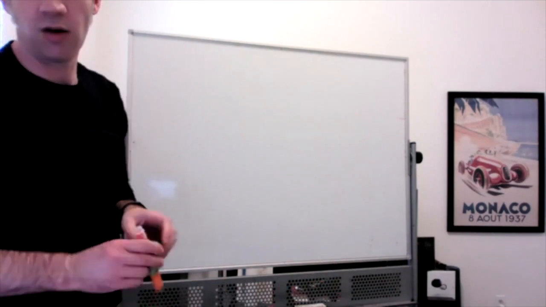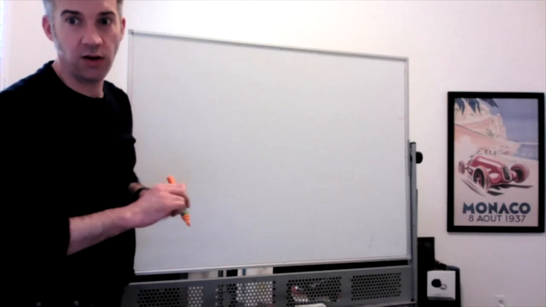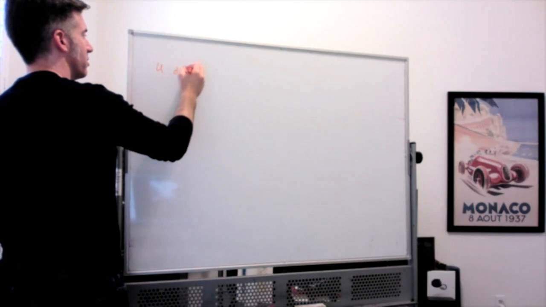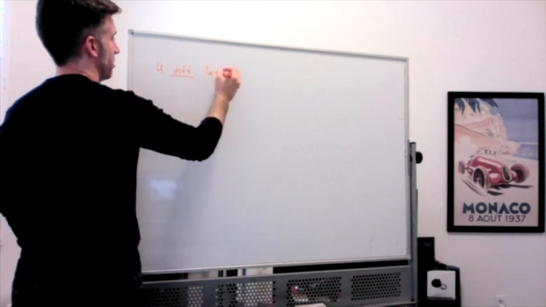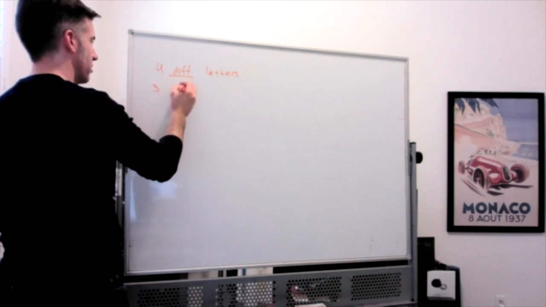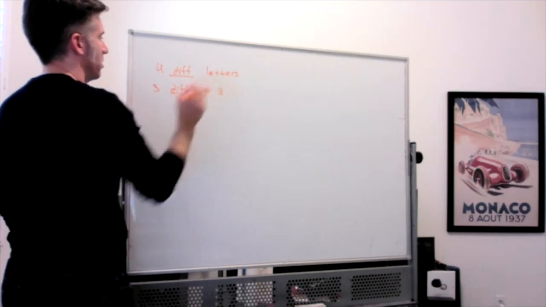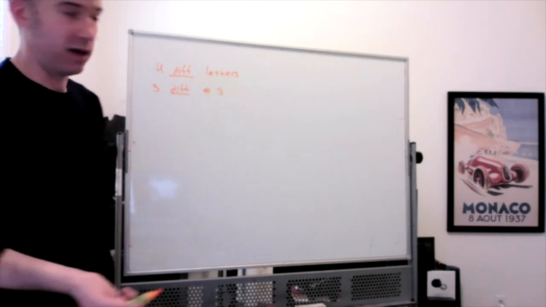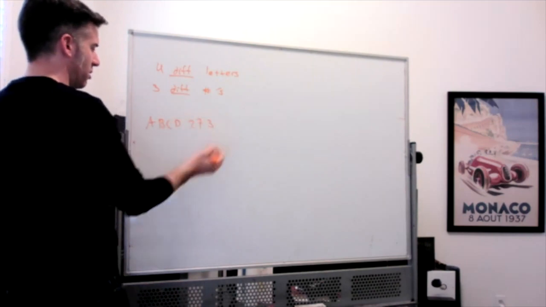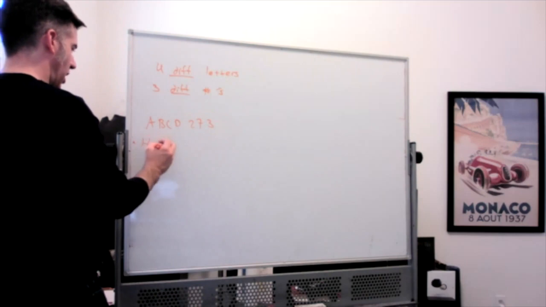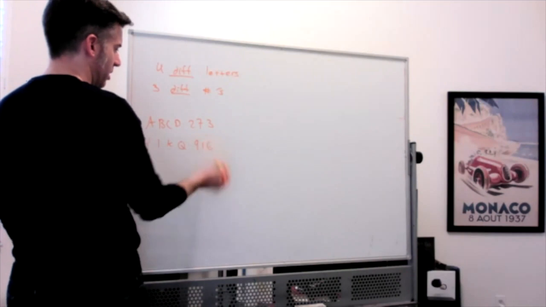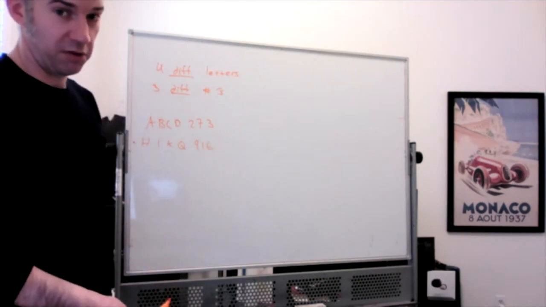So a security code, a PIN, if you will, is formed by any arrangement of first 4 different letters, followed by 3 different numbers. Okay, how many different codes could you make? Well, you can make one like A, B, C, D, 273, or H, I, K, Q, 916. The list goes on for a while.